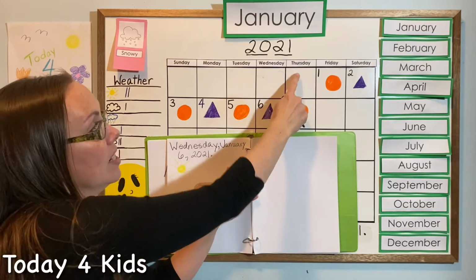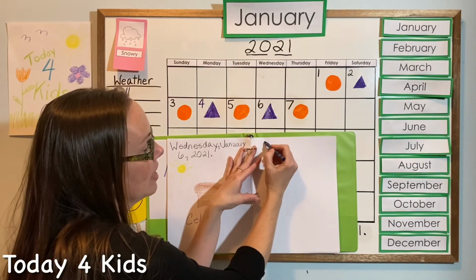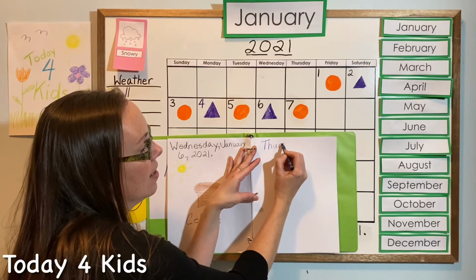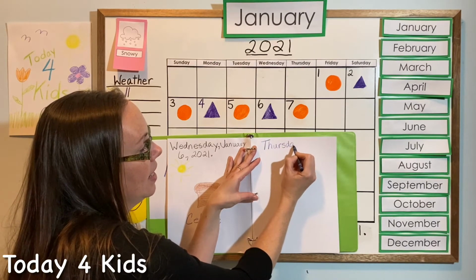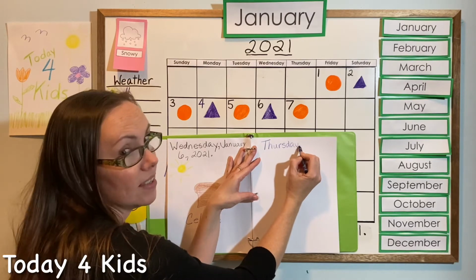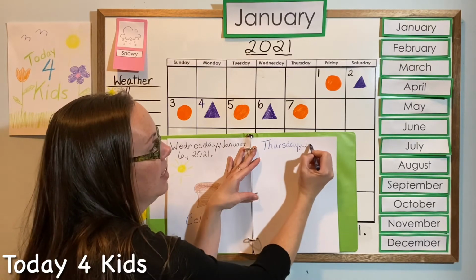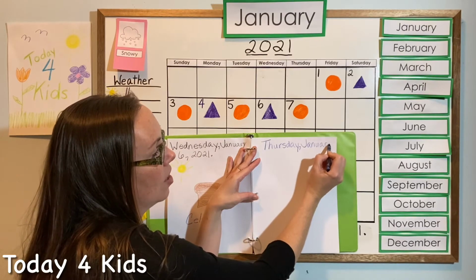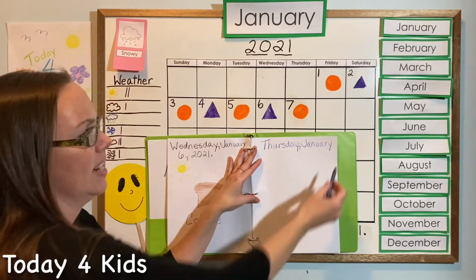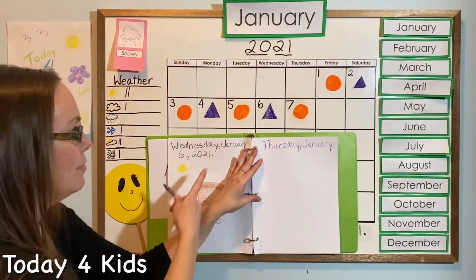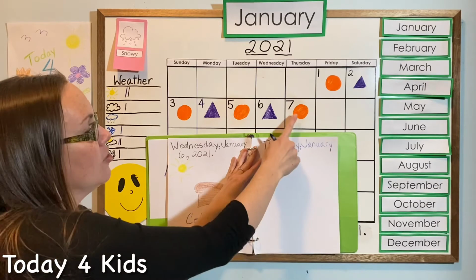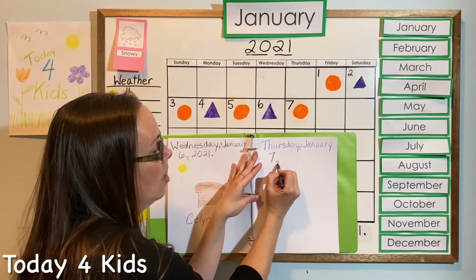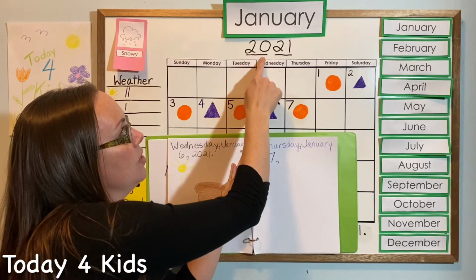Let's try print Thursday. So we're going to put a capital T, H, U, R, S, D, A, Y, and then the comma, J, A, N, U, A, R, Y. I ran out of room to put my number there. Again, it seems to be something that I'm doing every day. January 7th. So we'll put a 7 here, and then a comma, and then we want to put the year 2021.